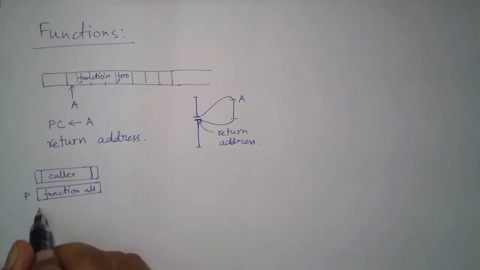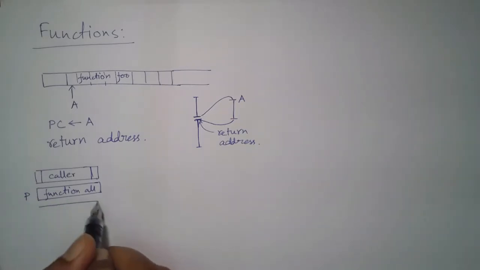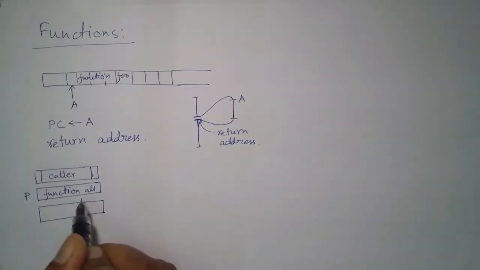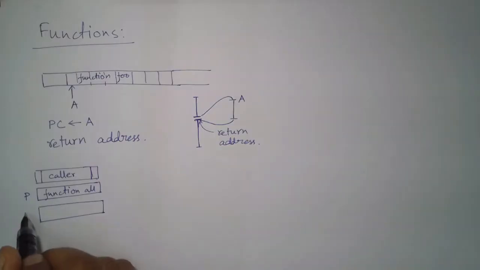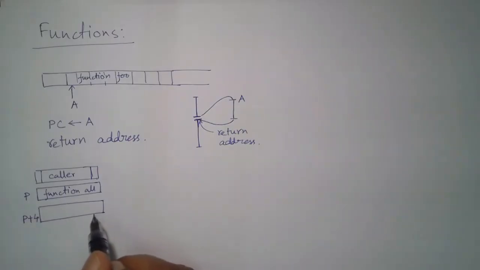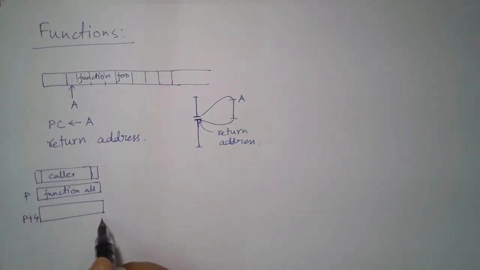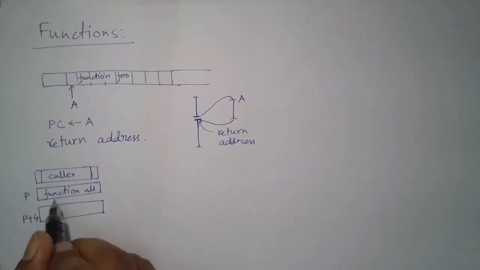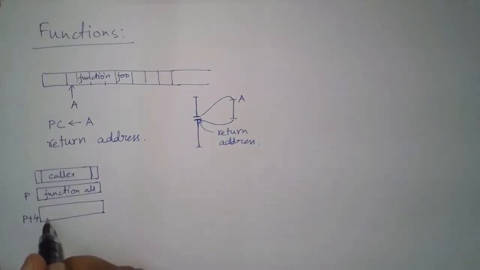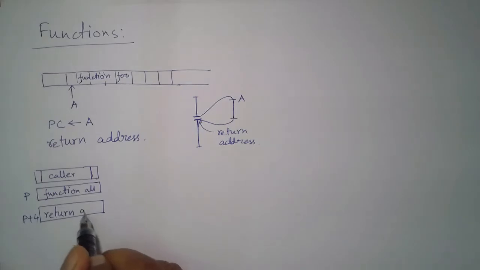Now the return address for this function call will be the immediate next address, which is P plus 4, because we have 32-bit instructions. Each instruction is separated by 4 bytes. So that is my next instruction which needs to be executed, and that should be my return address. All right.